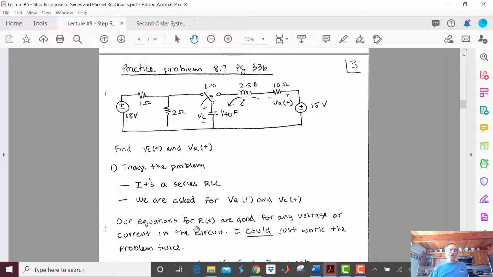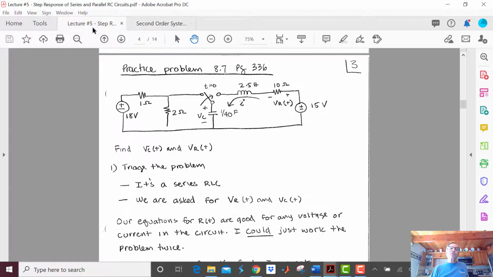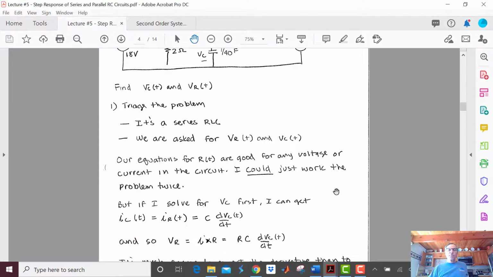So I could just work the problem twice. Let's go over here. What I could do is deal with my topology, get my S1, my S2, my response type, and then apply it to VC and VR independently. That's one way I could do it. But I could also say, maybe I can save some time if I solve for VC first, and then I can get IC, which is also IR, because that is going to be just C dV/dt.